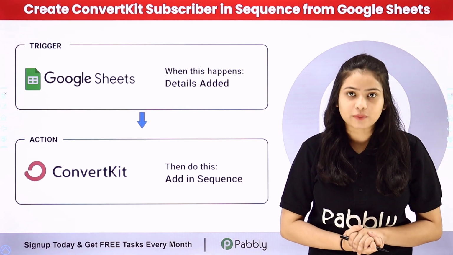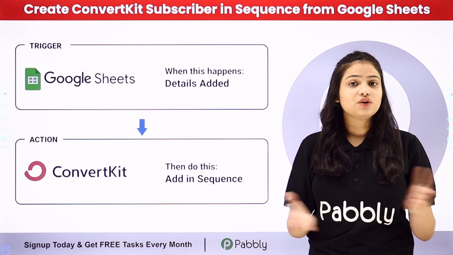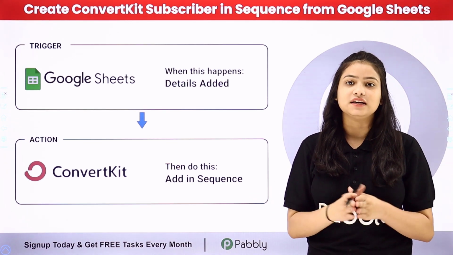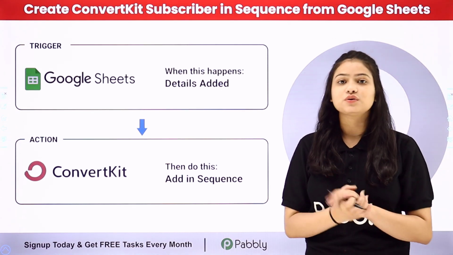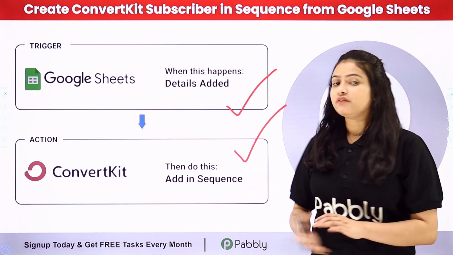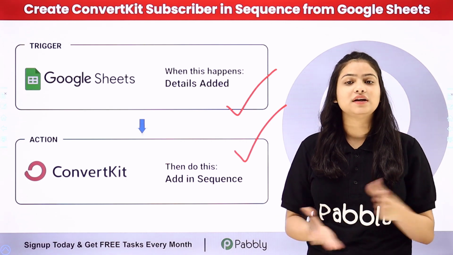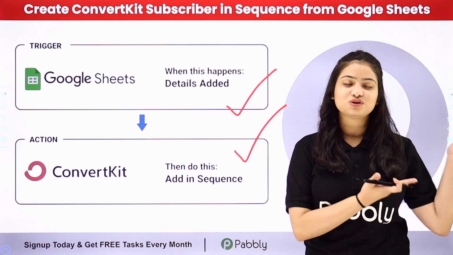For this, we will have to set up a connection between Google Sheets and ConvertKit, and that we are going to do without any coding or programming skills with the help of Pabbly Connect, which is an amazing automation and integration software. So Pabbly Connect works on two principles, trigger and action. In trigger we are going to take Google Sheets, and in action we are going to take ConvertKit, and we will simply set up a connection between these two applications with the help of Pabbly Connect to automate this entire process. And to learn this entire automation step by step, let me take you all to my screen.